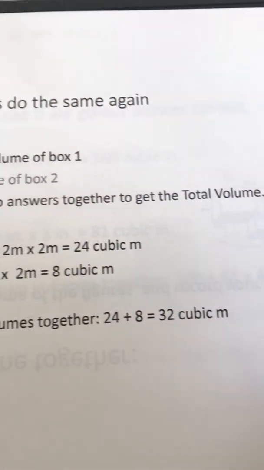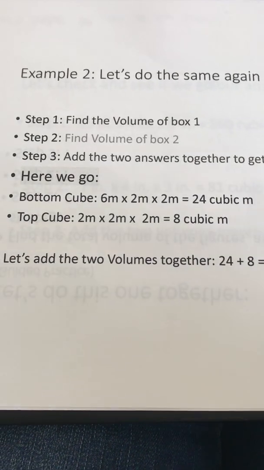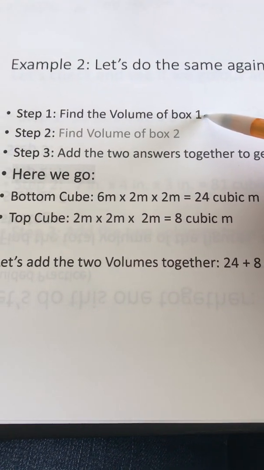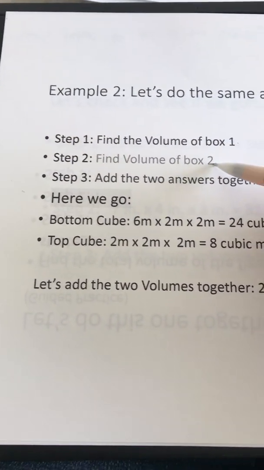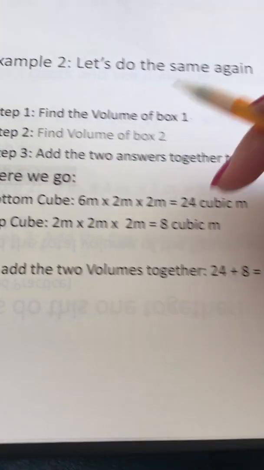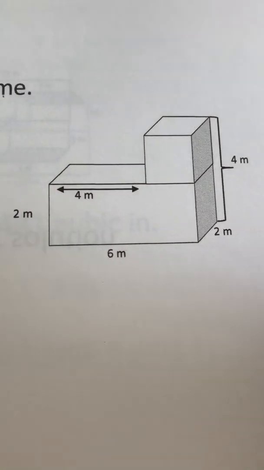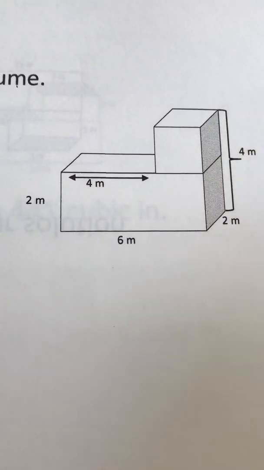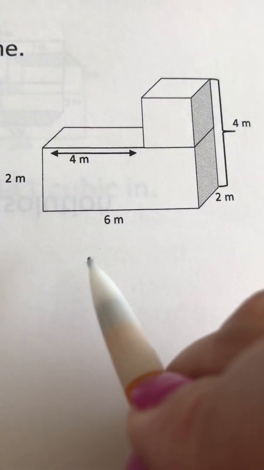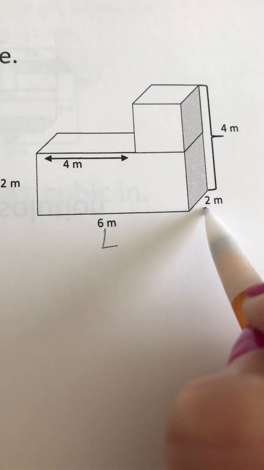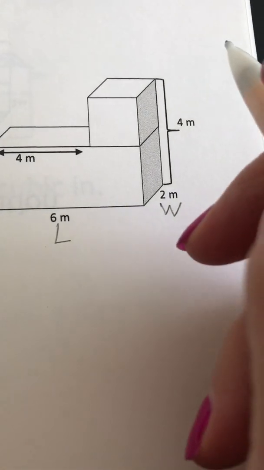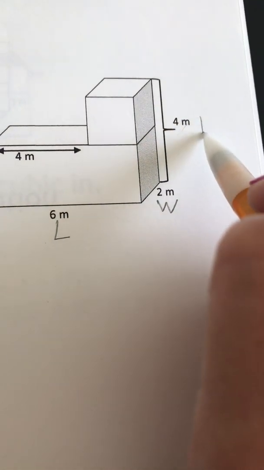Let's do example 2. We're going to do the same thing again. We're going to find the volume of box 1. We're going to find the volume of box 2. And we're going to add the two answers together to get the total volume. Here we go. Let's look at the picture I have for you right here. Okay, the bottom box. Here's my length. Here's my width. Here's my height.